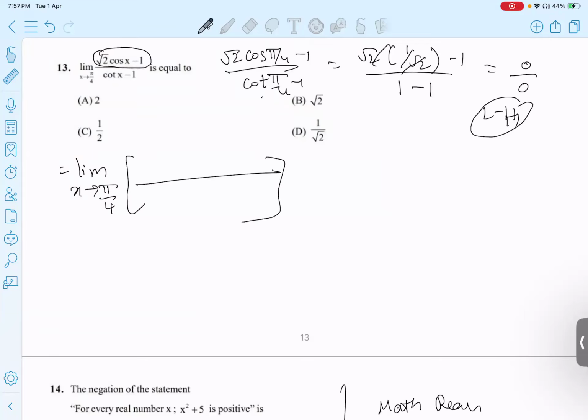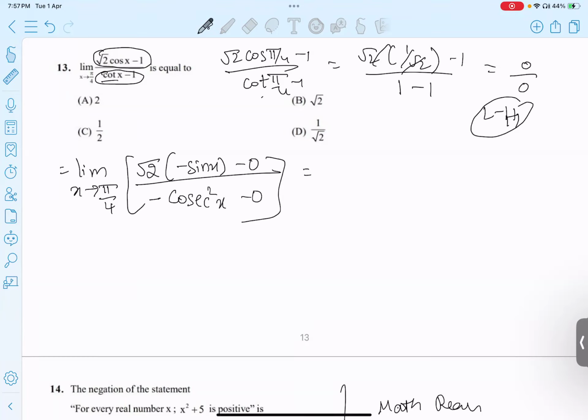What is the differentiation of root 2 cos x? Keep the root 2 as it is. Differentiation of cos is minus sin x. Differentiation of minus 1 is 0. Separately, we have to differentiate. We should not apply the u by v rule. We have to separately differentiate u and separately differentiate v. Cot x differentiation gives you minus cosecant square x, and minus 1 gives 0.